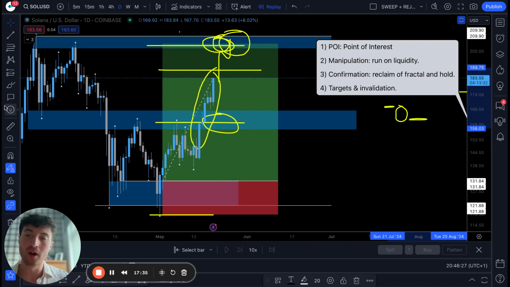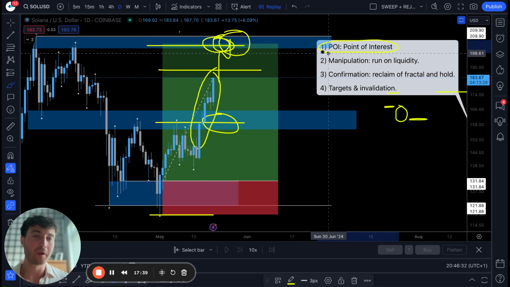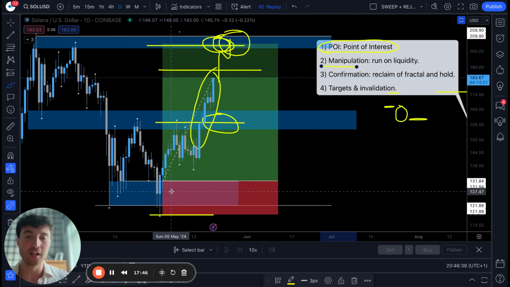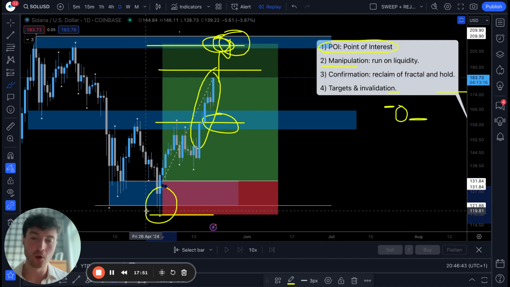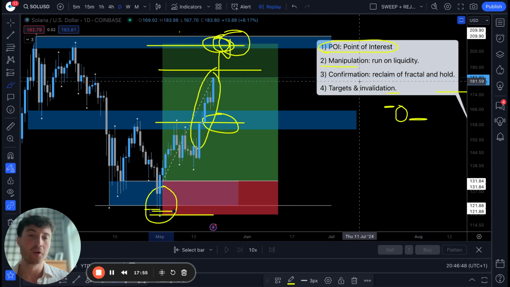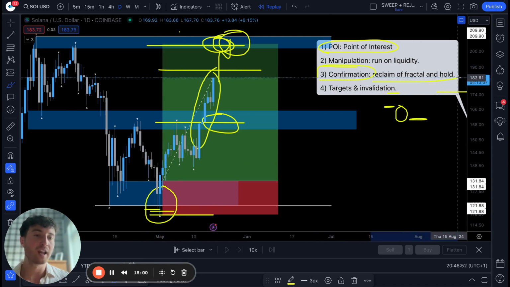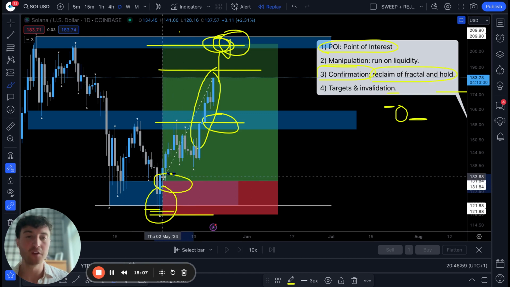So just to summarize, we've got POI, point of interest. This is the area where we're going to be looking. We need to see price come into that area. Number two is we need to see the deviation. That's this here. Essentially, whether it's a wick below or a candle close below, it doesn't matter. We want to see price come below the area of interest. Then we want to see number three, which is a confirmation via a reclaim of the fractal, and we need to hold above this area once we've seen the close above and the reclaim.